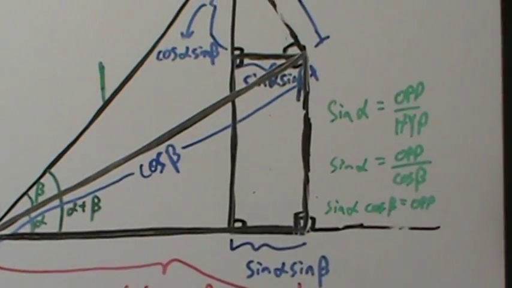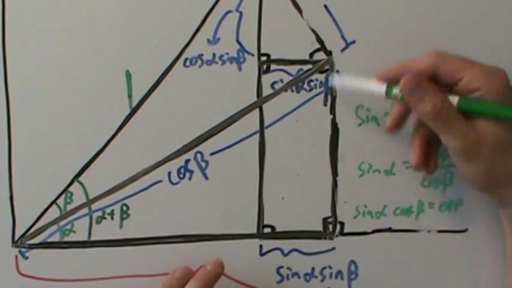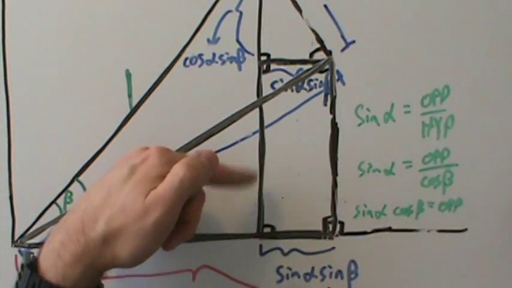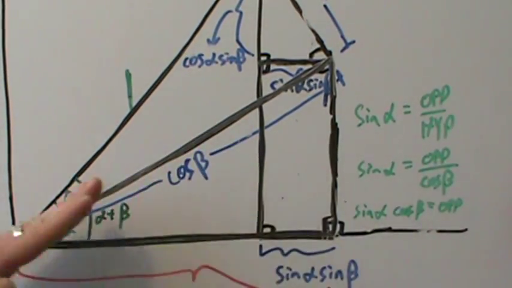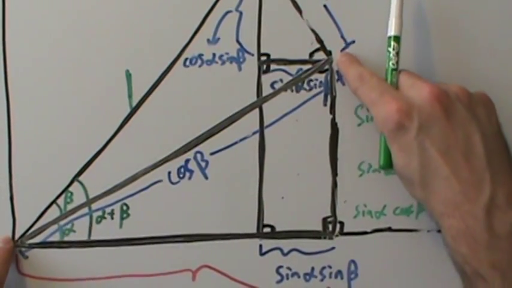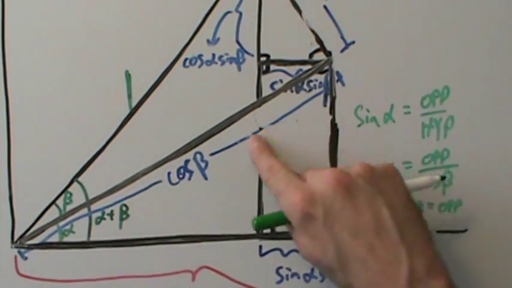So what's the opposite side? Here's angle alpha, the opposite side is going to be this side right here. Be careful, it's not this side, because we're using this as our hypotenuse, from here all the way up to here. Since this is the hypotenuse, this side over here is the opposite side, not this one. So be careful about that.